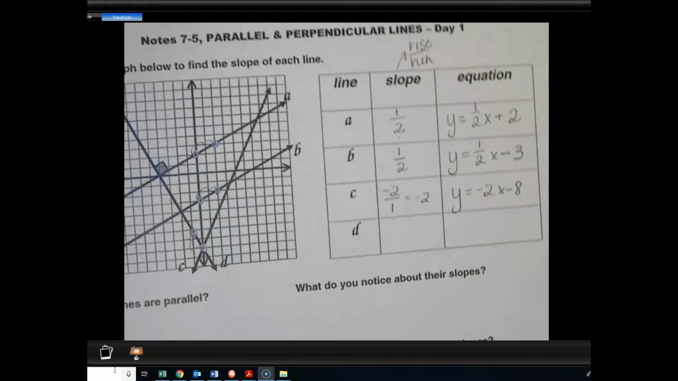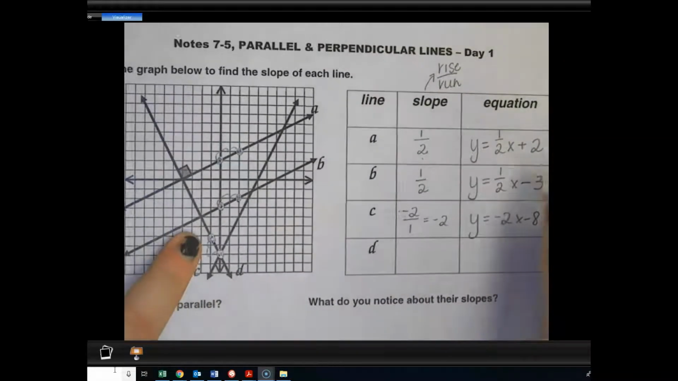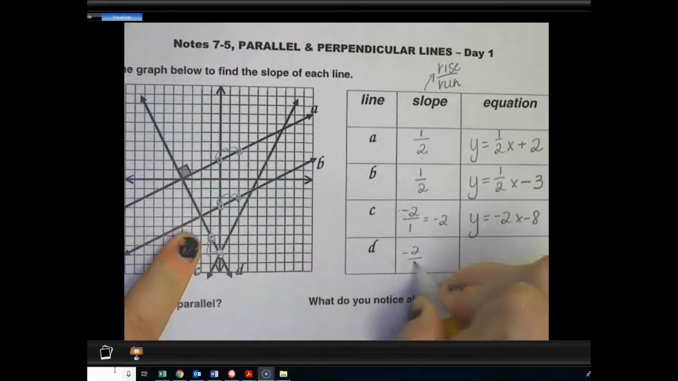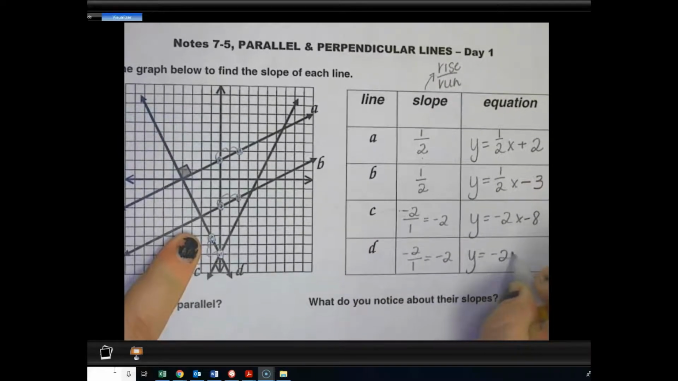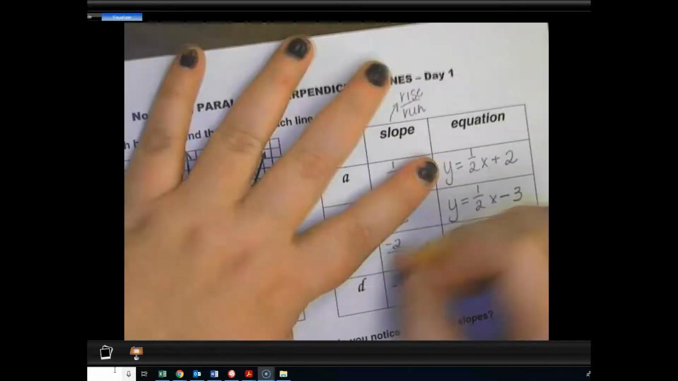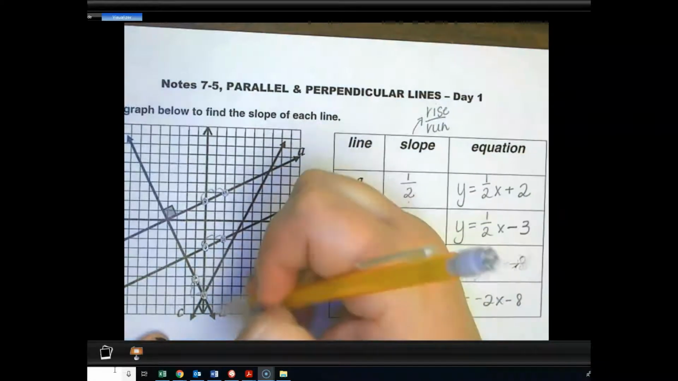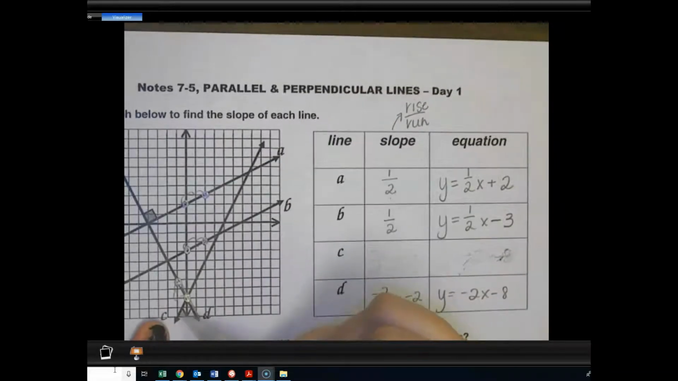All right, last line is our D. Actually, that was D, sorry. I didn't follow it all the way through, so I'm going to just move my answers real quick. Sorry to confuse you. Okay, I'm going to erase. So this line right here was D, and this line right here is C.